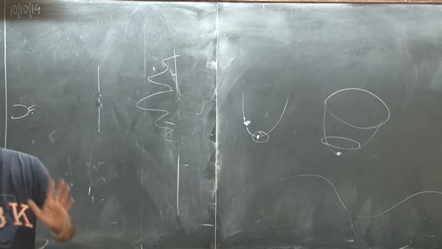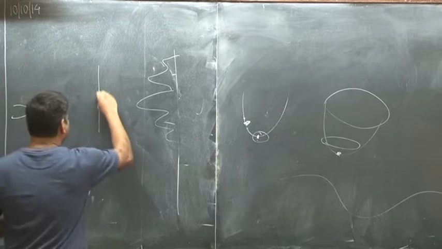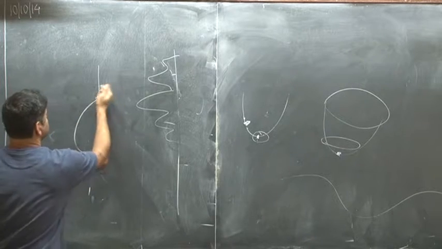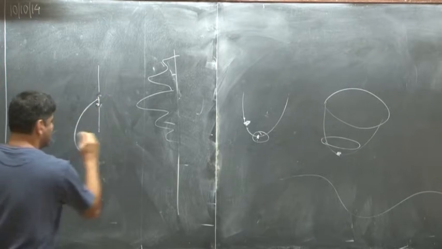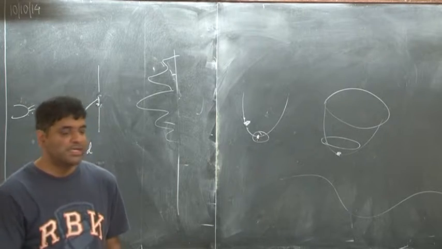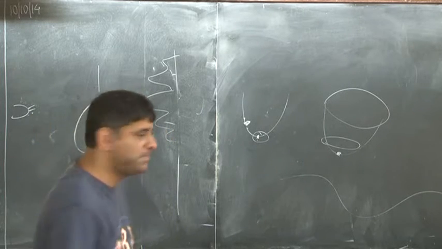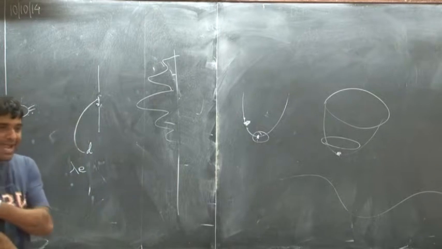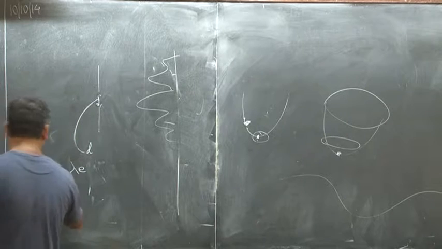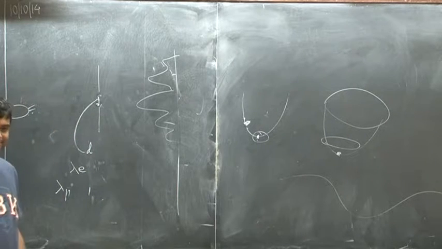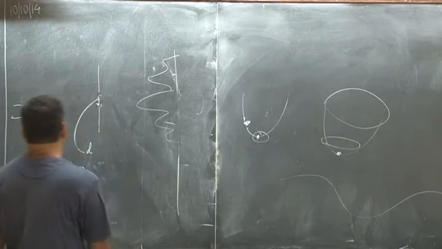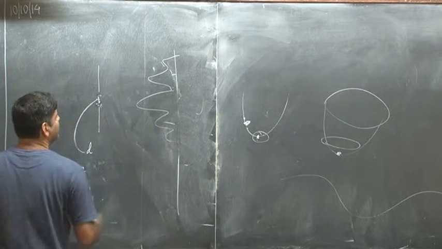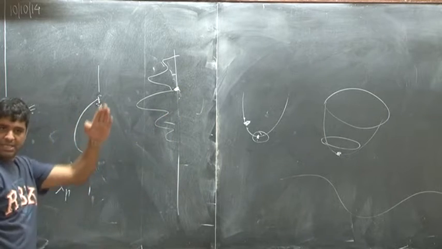This is just for fun, but it's simple. Suppose the distance between the two slits was d. Suppose the wavelength of the electron was lambda e. Okay? And suppose the wavelength of the photon was lambda p. Now, you send this thing here. Where do you find the first destructive interference, and at what angle?